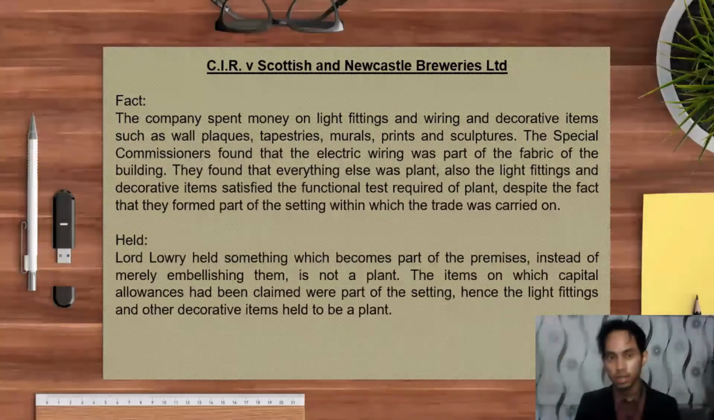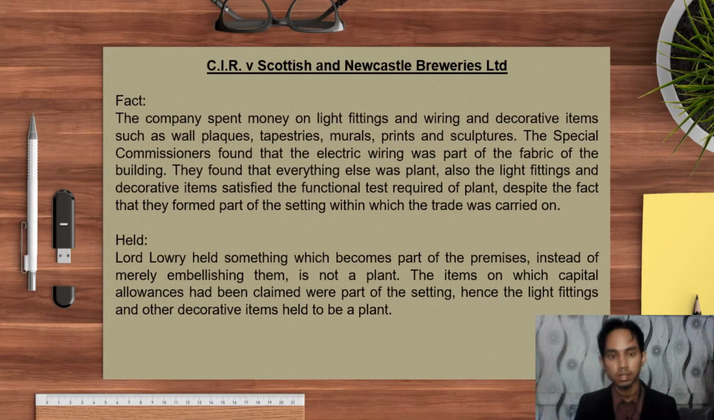Another case, CIR versus Scottish and Newcastle Breweries Limited. The company spent money on light fittings and wiring and decorative items such as wall plugs, tapestries, murals, prints and sculptures. The Special Commissioner found that the electric wiring was part of the fabric of the building. They found that everything else was plant. Also, the light fittings and decorative items satisfied the functional test required of plant, despite the fact that they form part of the setting within which the trade was carried on.